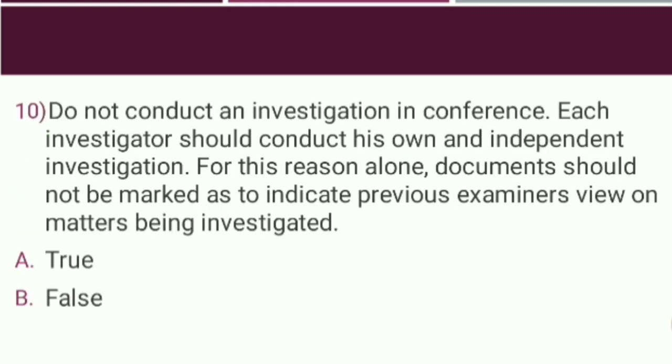Number 10. Do not conduct an investigation in conference. Each investigator should conduct his own and independent investigation. For this reason alone, documents should not be marked as to indicate previous examiner's view on matters being investigated. A. True. B. False.